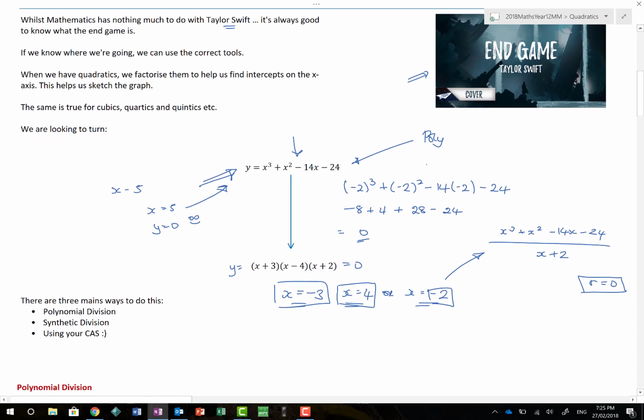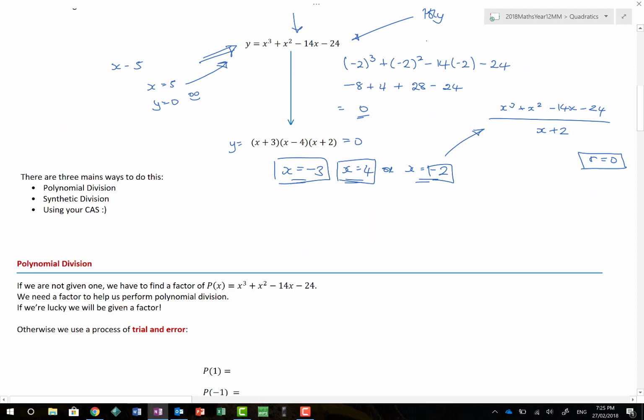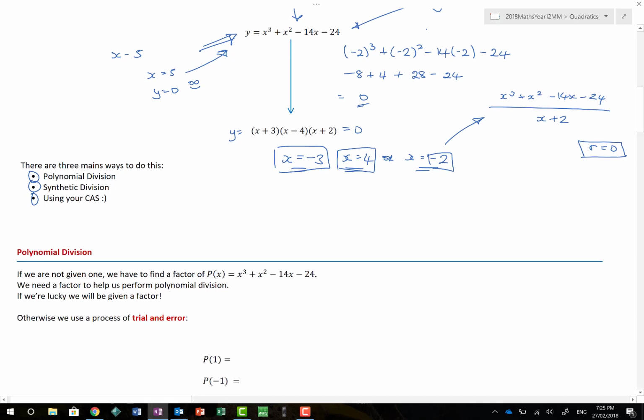All right, so one of the ways of doing division is through polynomial division. Another one is through what we call synthetic division, and another is using your CAS. Now, again, why would you want to divide? Well, given the equation x cubed plus x squared minus 14x minus 24, you might argue, how on earth do I turn that into a set of 3 linear factors?